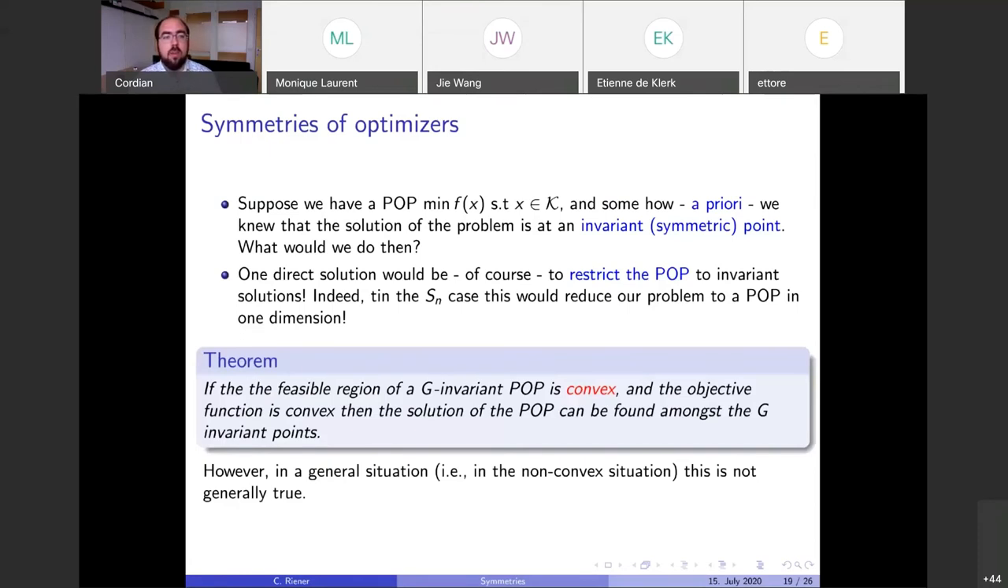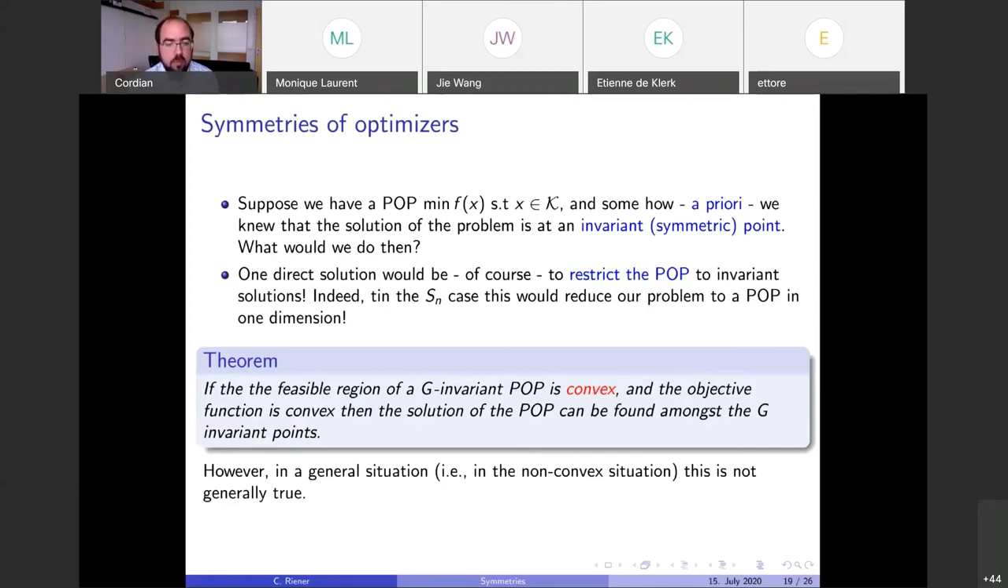Okay, so essentially it turns out that if the feasible region of a G-invariant polynomial optimization problem is convex and the objective function is convex, then of course the solution of the POP can be found amongst the G-invariant points. So this is maybe a small homework for you to actually prove this statement. It's not really hard, but you have seen this already last week in some disguise in a more general setting of convex optimization. So if I have a convex symmetric optimization problem, I can solve it really easily because I only need to restrict to these invariant points.